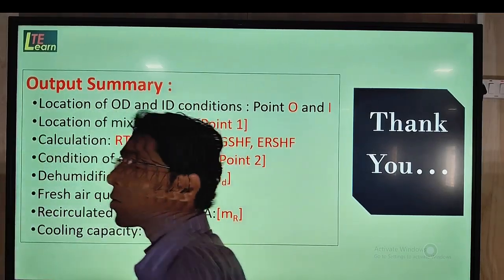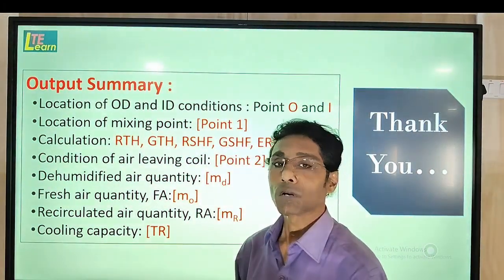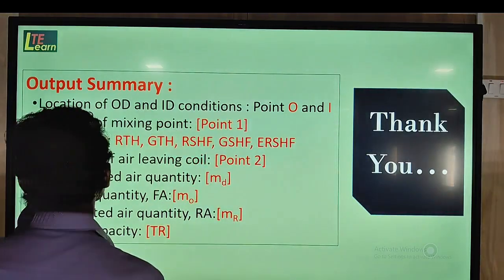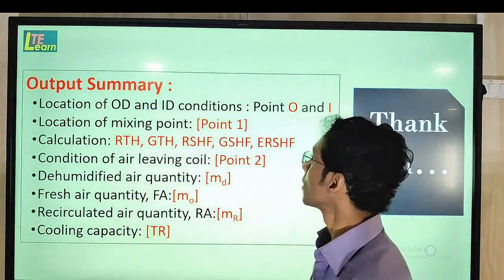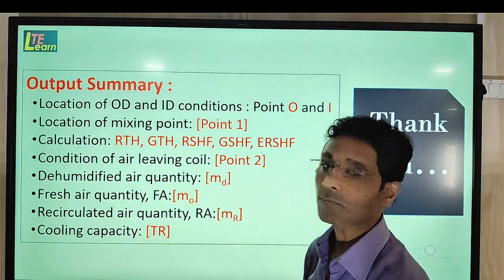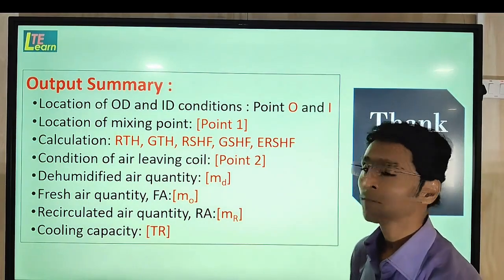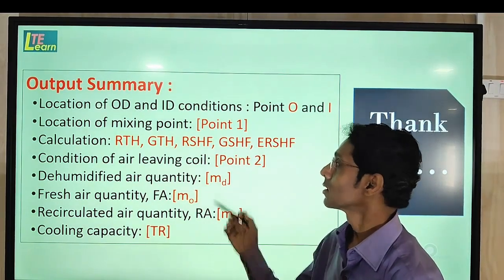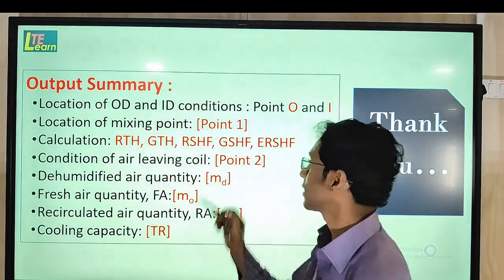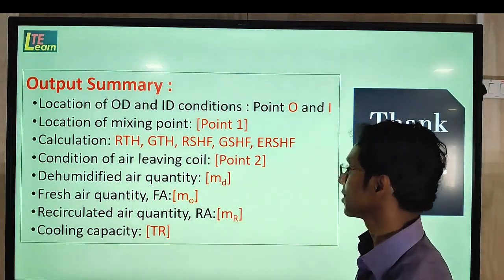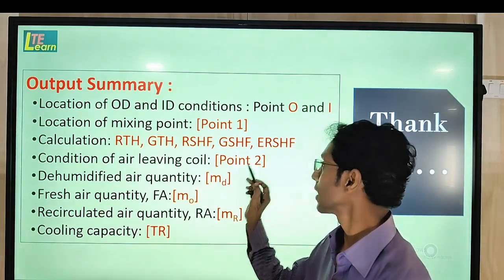So by following the cooling load calculation procedure for the case, that is mixing before cooling coil, we find the output in this form that we have summarized here. Location of outdoor and indoor conditions, that is points O and I on the psychrometric chart. Then we get the mixing point, point number 1. Then we calculate the loads, room total heat and grand total heat, and then the factors, that is RSHF, GSHF and ERSHF. After that we get the condition of cooling coil air leaving condition, that is point number 2.